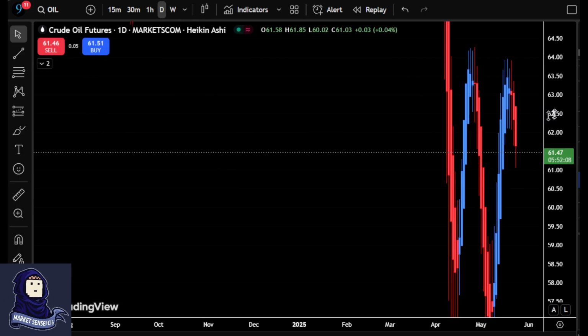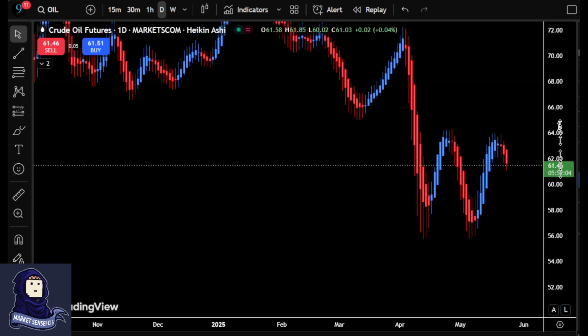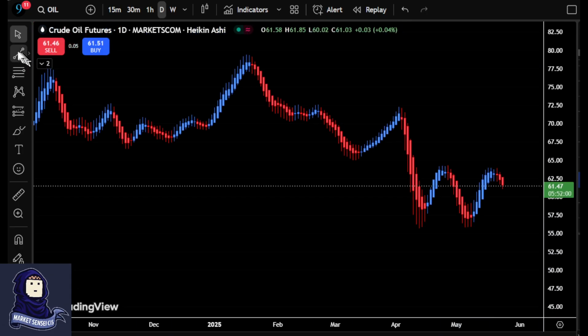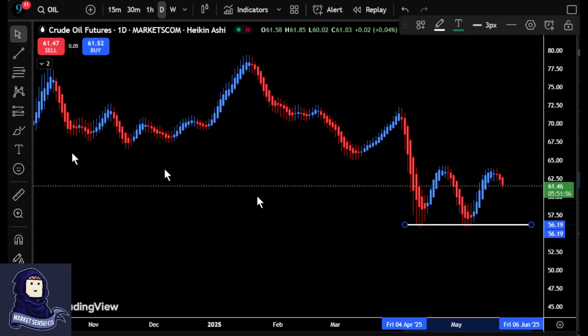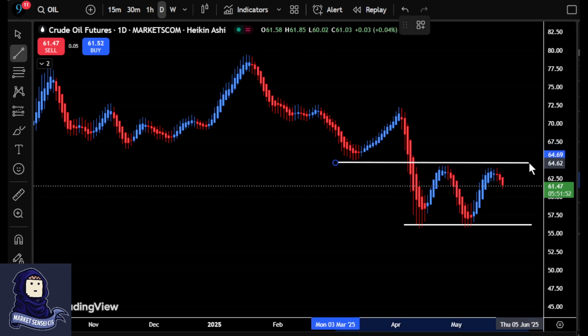Let's see the daily chart. Yeah, it's still in a downtrend on the daily chart, so it's not really looking too good. This is a very strong support and also a very strong resistance zone, somewhere around here.